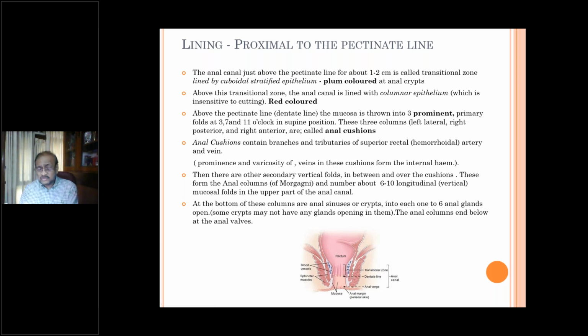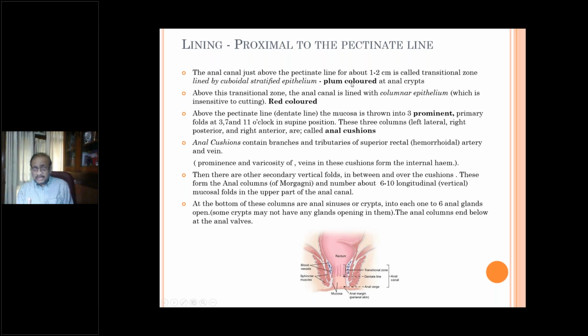We talk about squamous from squamous epithelium, we talk about columnar from columnar epithelium, while cuboidal can give either a squamous or a columnar. So that is why it's important to remember that here you have columnar, and here you start having a stratified cuboidal. Up to this part, it will still be red colored, just like in the rectum. But when it comes toward the pit, it becomes plum colored.